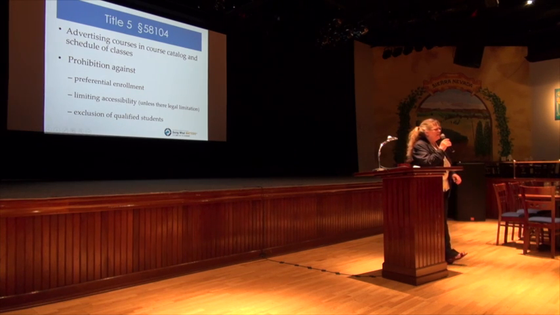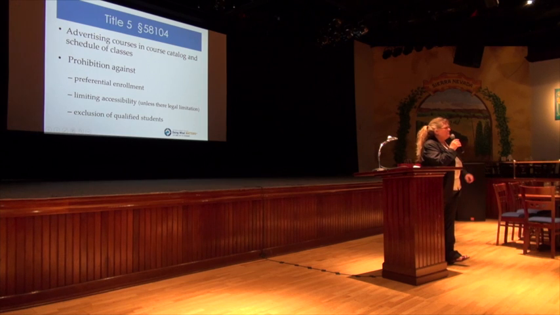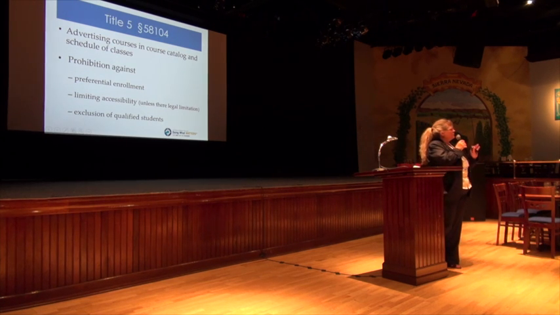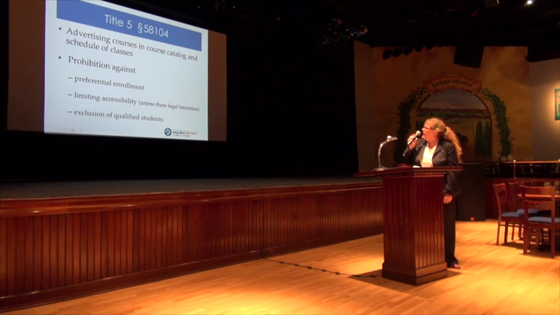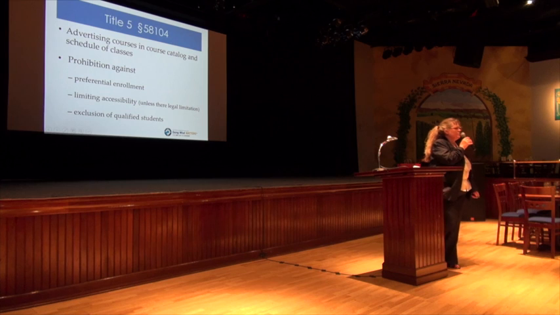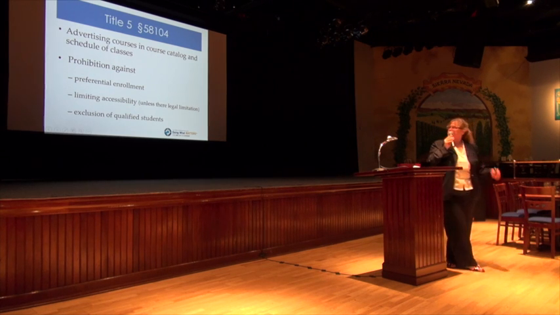So you can't say, well, we have this class in our schedule, but you have to be a high school student. You can't limit accessibility unless there's a legal reason why you do it, a statutory or a licensure issue. And you cannot exclude qualified students. So that's your definition of what an open course is.